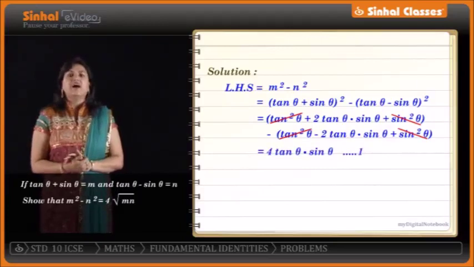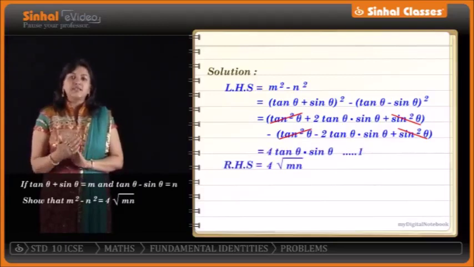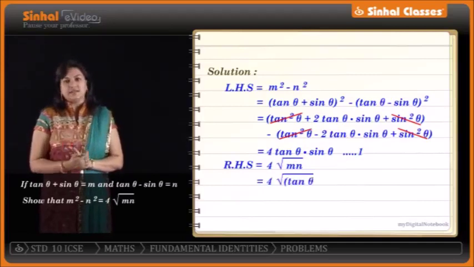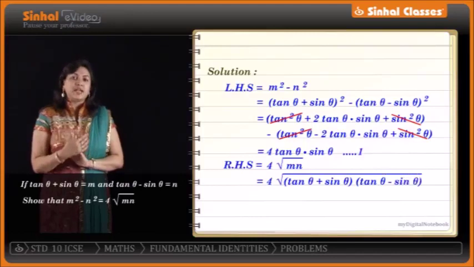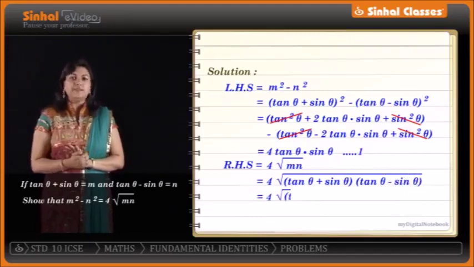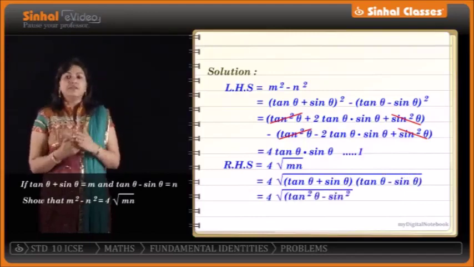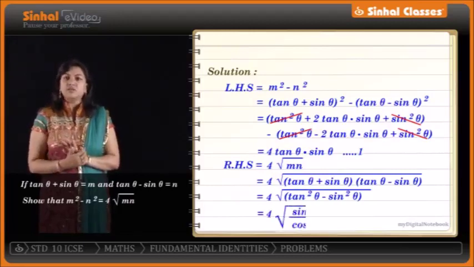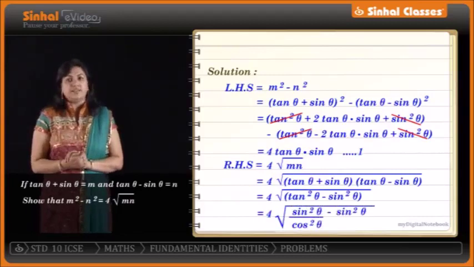Now we take the RHS, which is 4 root mn. Now we substitute the values of m and n over here to get 4 into root tan theta plus sin theta into tan theta minus sin theta, which can be simplified as 4 into root tan square theta minus sin square theta. Now we replace tan as sin upon cos. We get 4 root sin square theta upon cos square theta minus sin square theta.